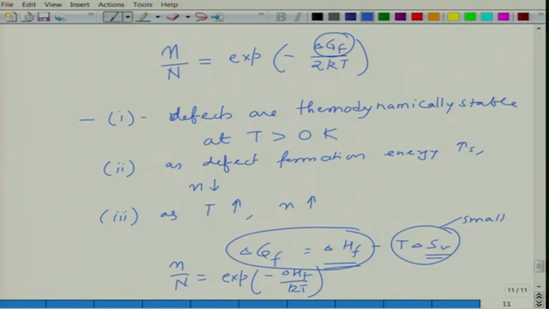Similarly, for Schottky defects, you can write a similar expression. So this is 2 kT, sorry, not 1 kT, 2 kT. In metals you have 1 kT, and in stoichiometric oxides you have 2 kT. Similarly, you can get this for Schottky defects also, which I am sure you can work out easily.